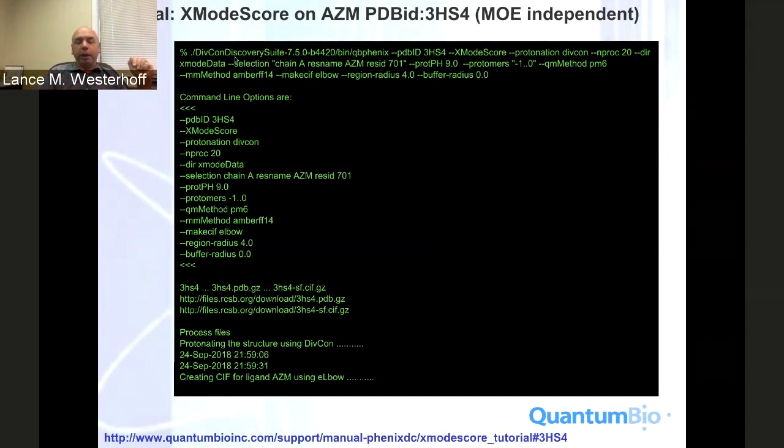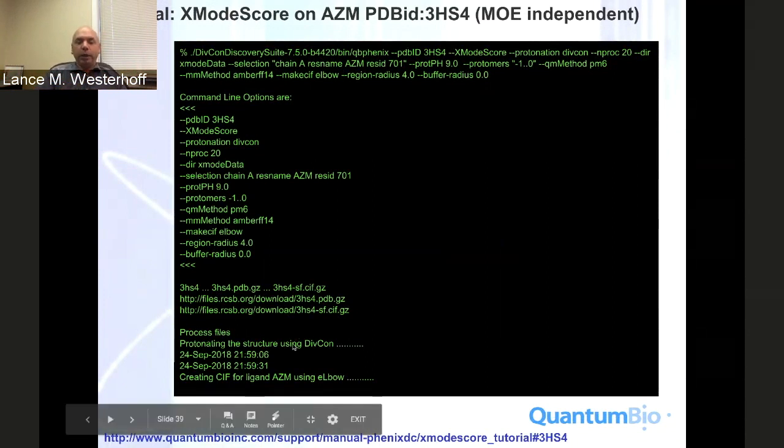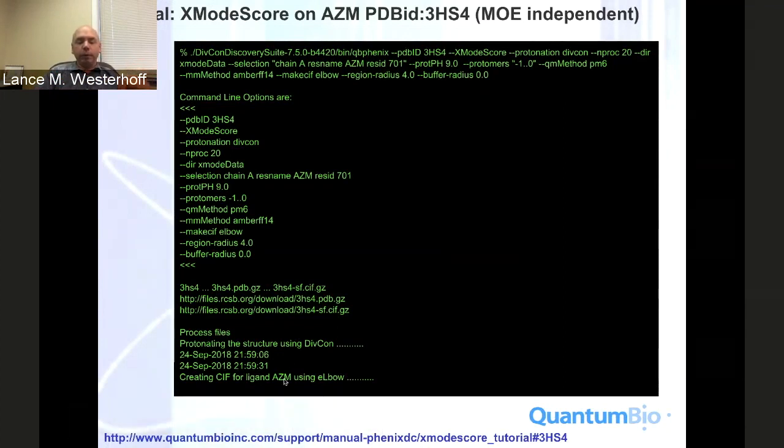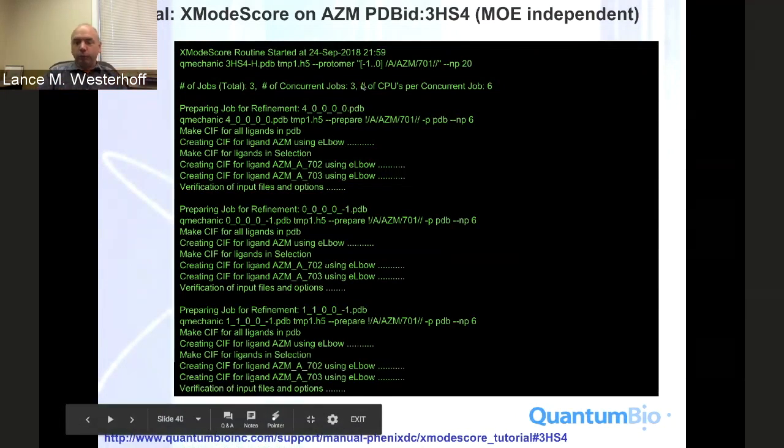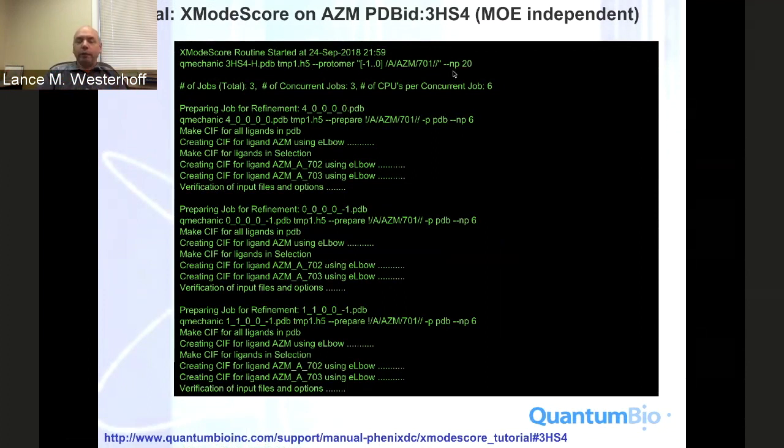So if you ran this right out of SBGrid using the release version, there are all of our points. It downloads the PDB file and the CIF file automatically from the RCSB, and then protonates the structure, which generally takes just a few seconds. Then it goes through and runs using elbow, and this is where it's kicking off all those jobs in parallel. Like I said, our limit is the number of processors, or in this case the number of threads, which would be 20.